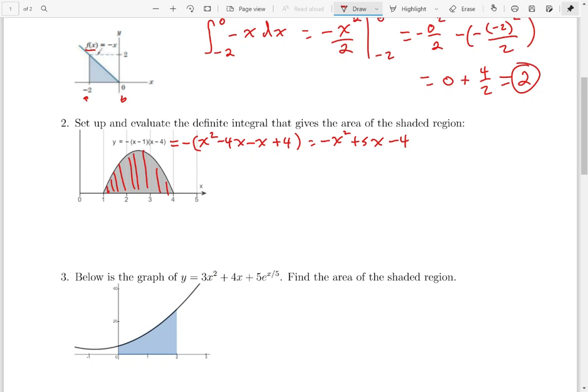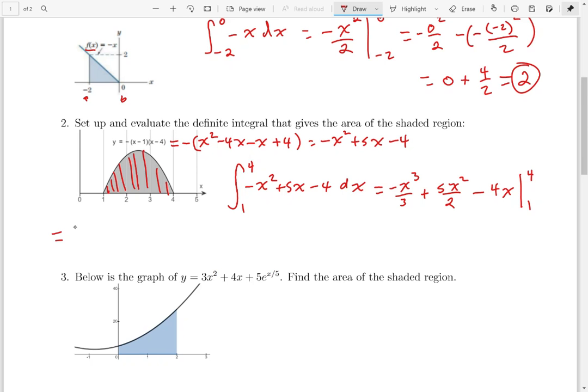And so then, to find the area of this shaded region under the curve, bounded above the x-axis and between 1 and 4, that is the integral from 1 to 4 of negative x squared plus 5x minus 4 dx. And so first, let's find the antiderivative. So the antiderivative of negative x squared is negative x cubed over 3 plus antiderivative of 5x is 5x squared over 2 minus the antiderivative of 4 is 4x, and then we evaluate this from 1 to 4.